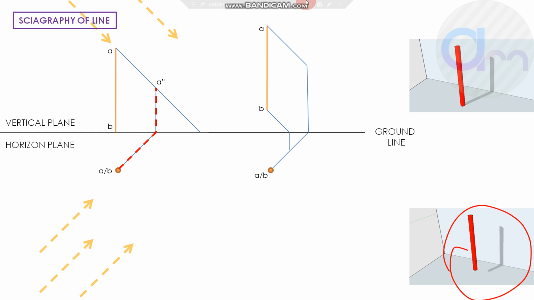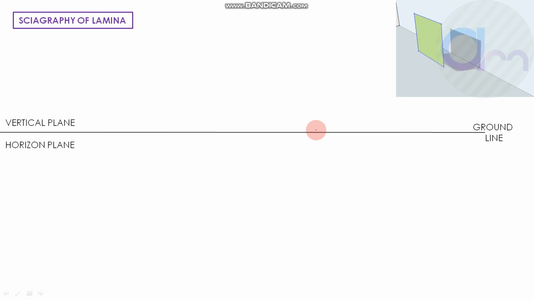Okay, so this is how. This is the B dash and this is the A dash. So just join the AB via the ground line. Here we get the Sciagraphy, the red dash line, which is the Sciagraphy of a floating line. And in the next part we will learn how the Sciagraphy of a lamina is done.